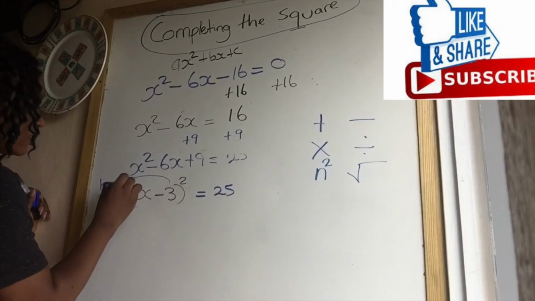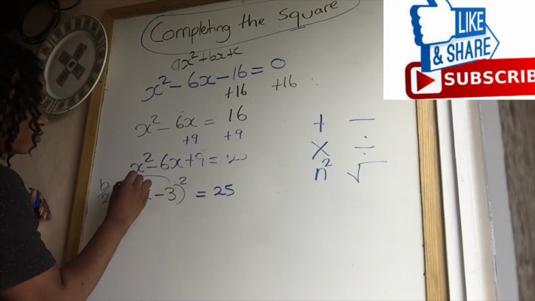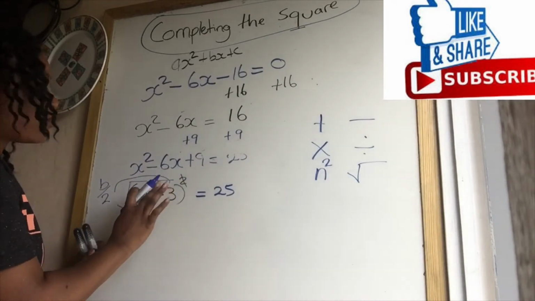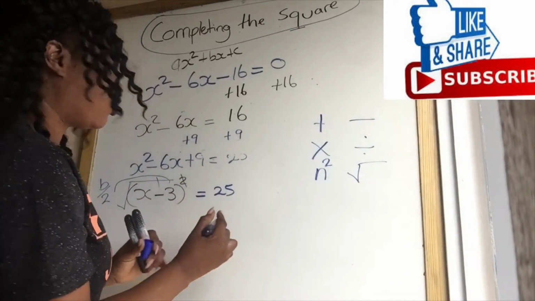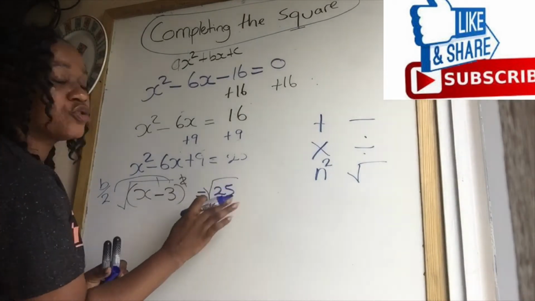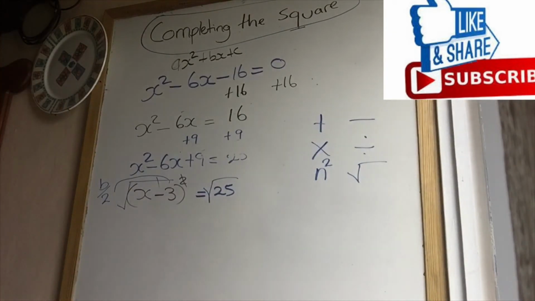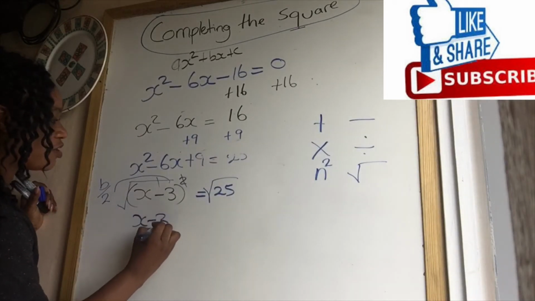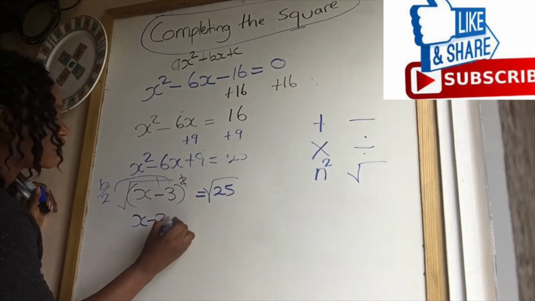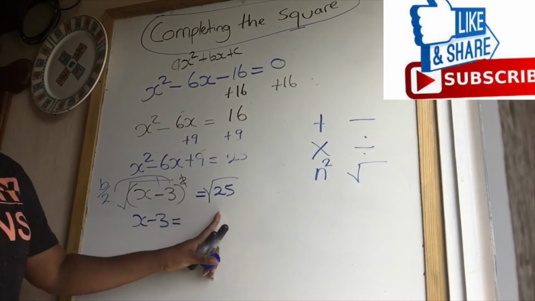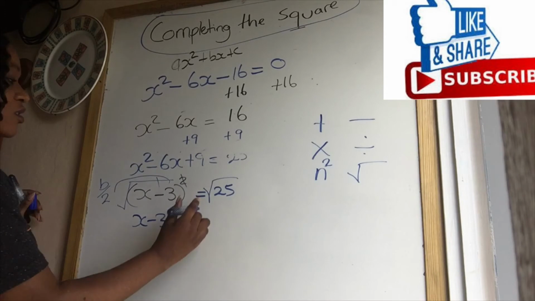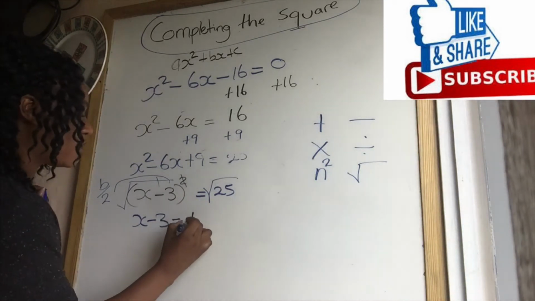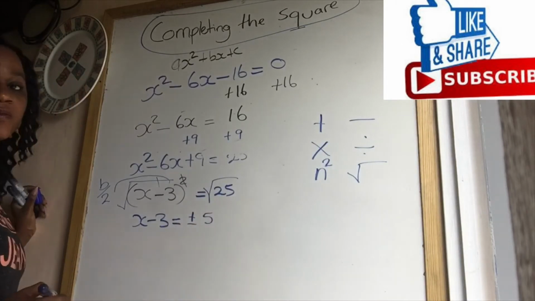Cool? Now, we're going to root this. Alright? So when we root this, we get rid of this. And what we do to one side, we have to do to the other side. So we're trying to balance this off. So we also root 25. Alright? Now, this is now x minus 3 because this is dead. Alright? And that is equal to the root of 25, which is 5. Alright? And because we root a constant, we have a plus and minus. And that is 5. Alright?